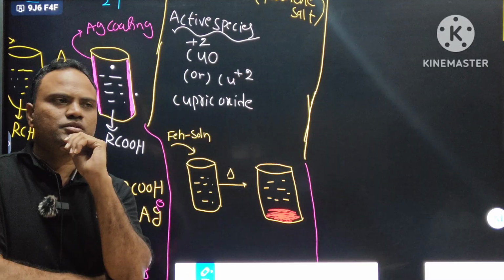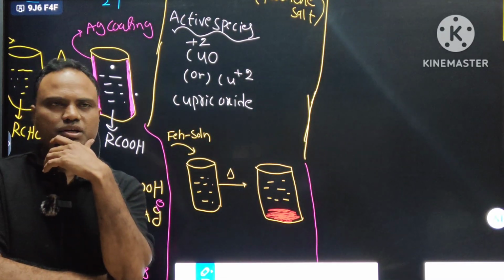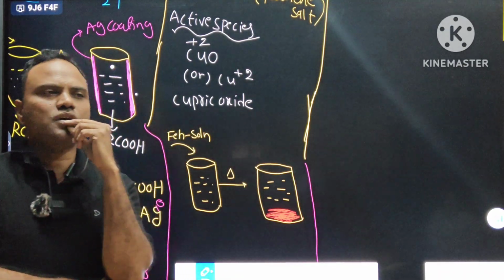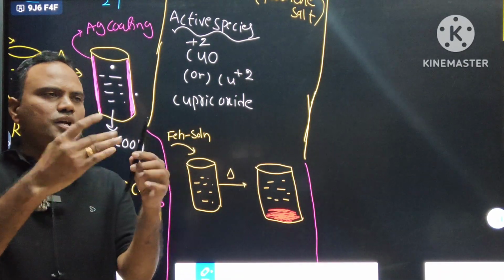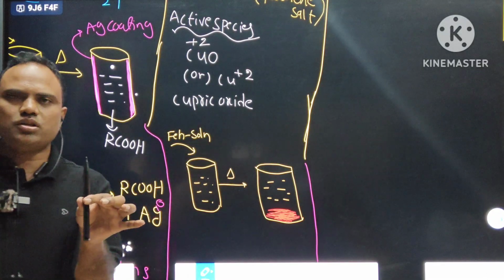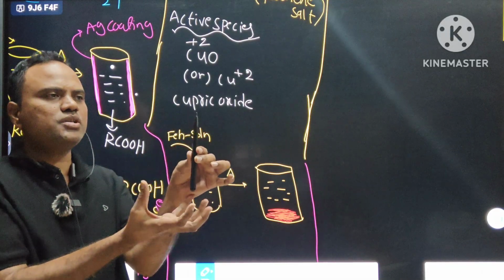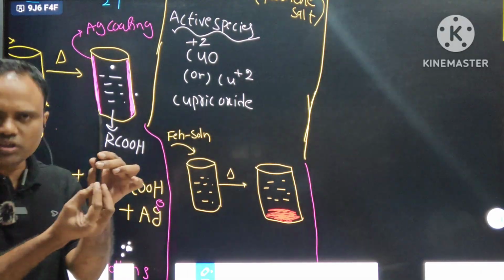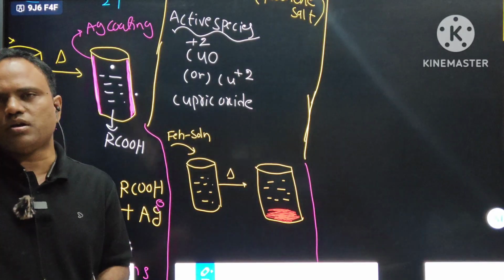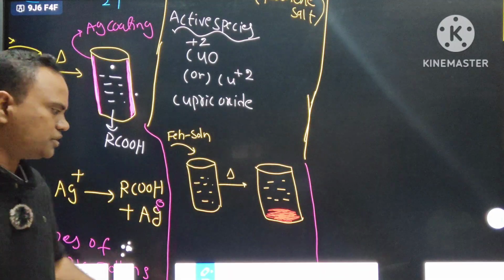Which color precipitate? Very, very important. A red color precipitate indicates the presence of aldehyde in the given unknown sample. You don't know whether this is aldehyde or ketone or carboxylic acid or alcohol. This is an unknown sample. What will you do? You add Fehling's solution to it and heat for some time. If you observe the formation of a red precipitate at the bottom, then the given compound is 100% aldehyde. Clear? Right.